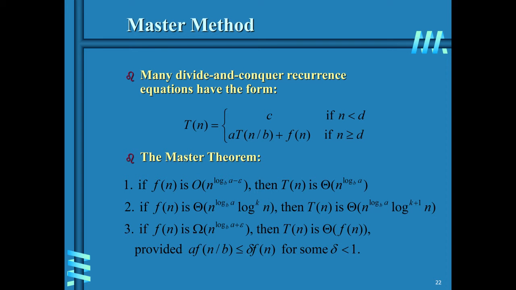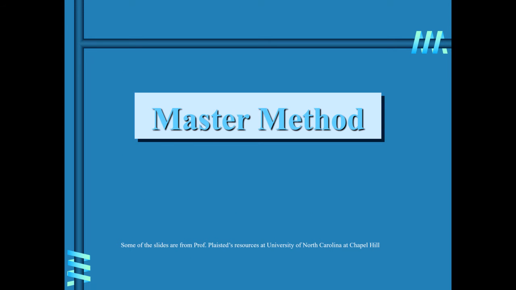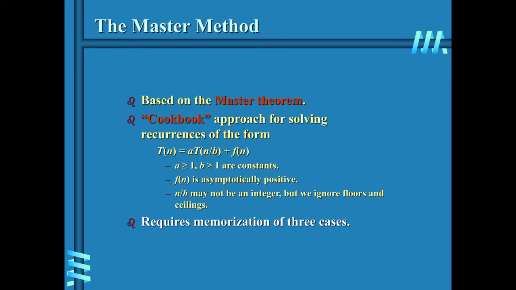And the third rule is, if f(n) is lower bounded by n^(log_b a), in that case T(n) will be equal to Θ(f(n)). This is what we call the master method. It's a kind of cookbook approach for solving recurrences of this form, where a and b are both constants, f(n) is asymptotically positive, and n divided by b may not be an integer, but we ignore floors and ceilings.